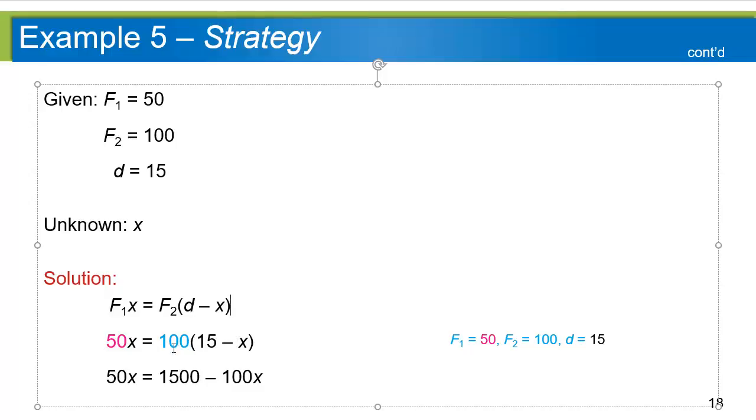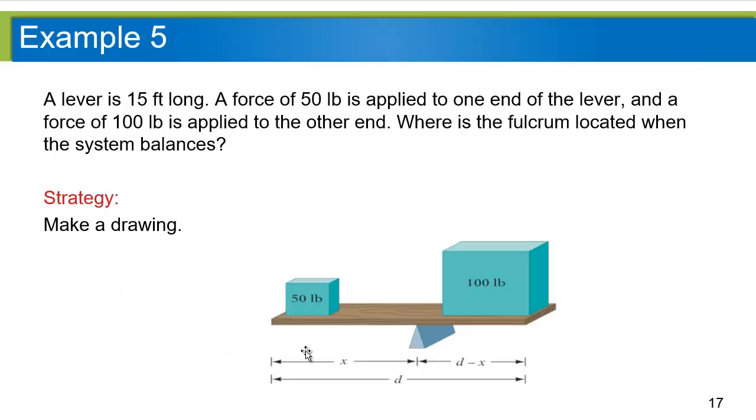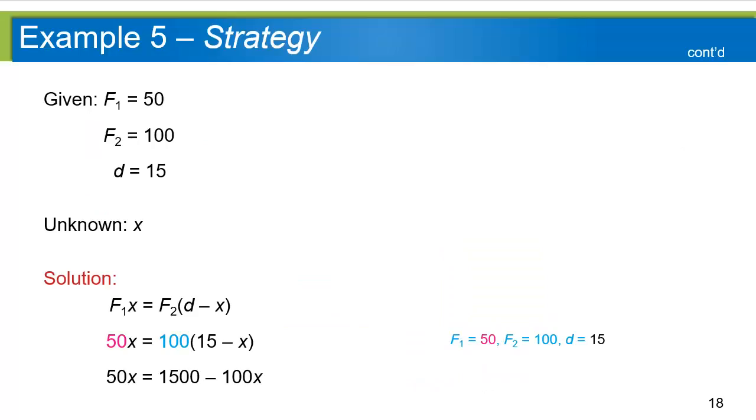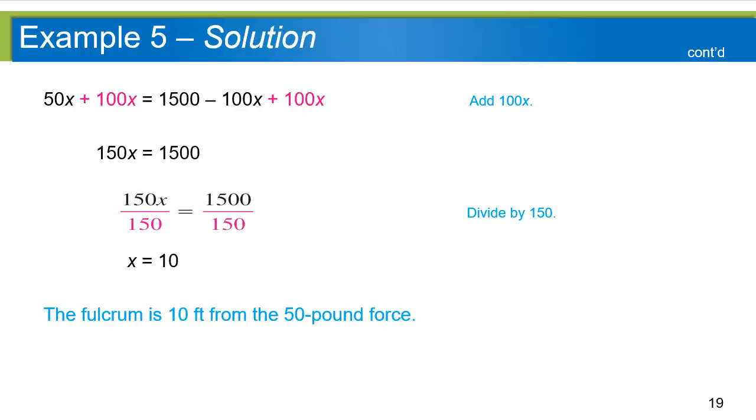Now, by the way, did it matter which one was x and which one was 15 minus x? Absolutely not. You'd get the exact same answer if you set it up with this being x and this being d minus x, versus the one on the right being x and the one on the left being d minus x. All that's going to happen is they're going to trade places, right? So in this case, when we do the math, do the distribution, move the 100 over to keep it positive, not to put it on the left, but to keep it positive, divide by 150, we get x equals 10.